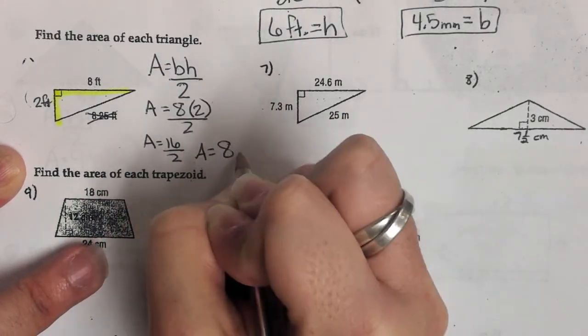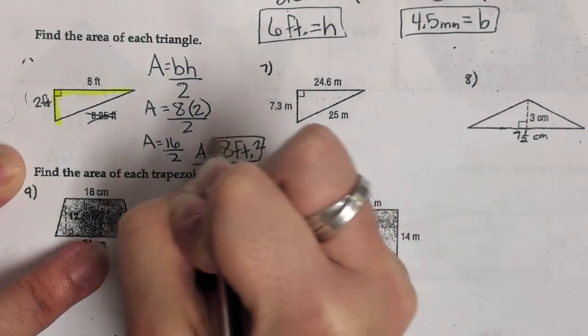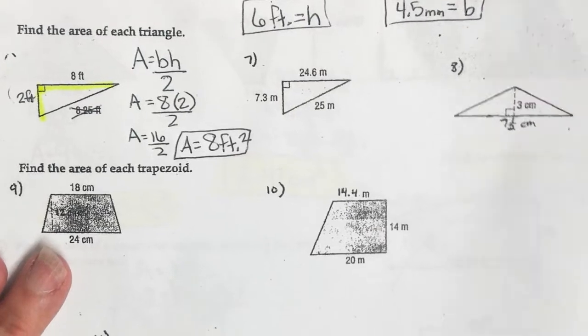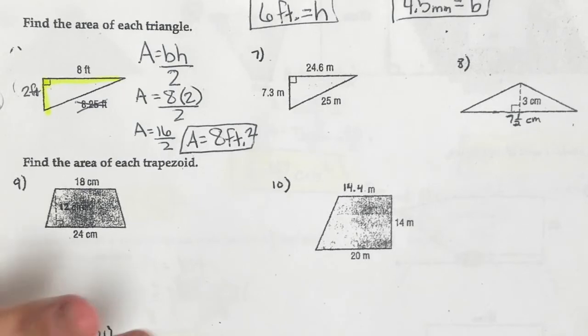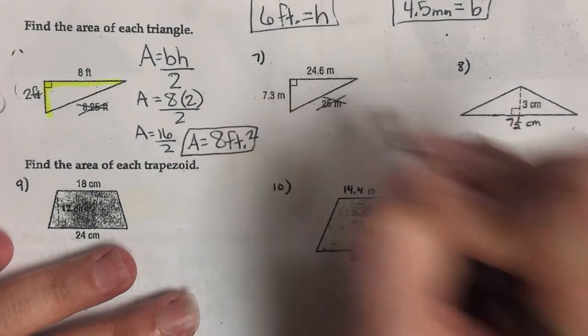And it looks like I got 8 feet squared. Okay. Everybody good on that one? Okay, number 7. Which one's the trigger on 7? The 25. The 25, yes.